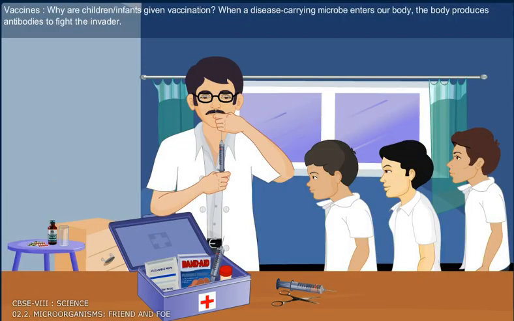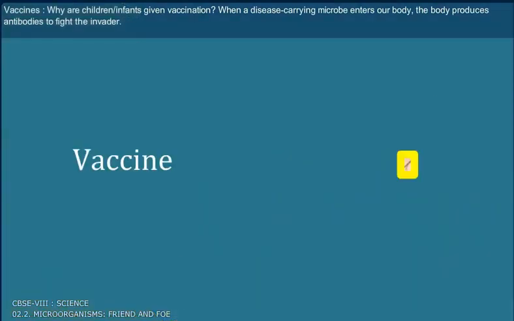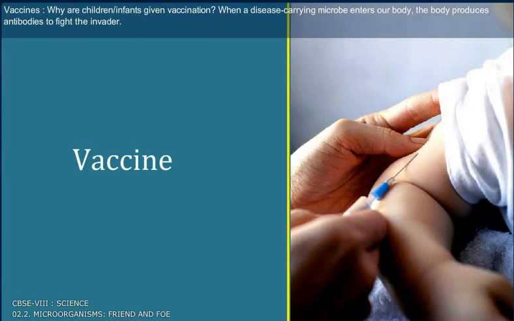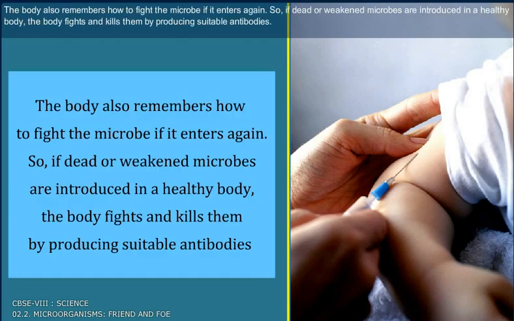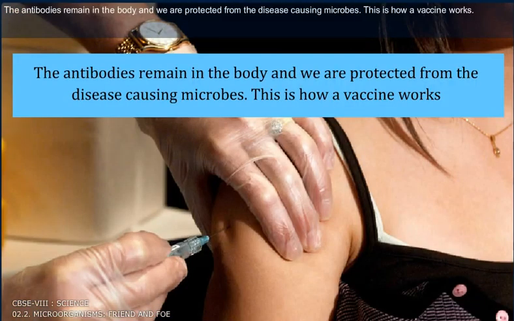Vaccine. Why are children and infants given vaccination? When a disease-carrying microbe enters our body, the body produces antibodies to fight the invader. The body also remembers how to find the microbe if it enters again. So, if dead or weakened microbes are introduced in a healthy body, the body fights and kills them by producing suitable antibodies. The antibodies remain in the body and we are protected from the disease-causing microbes. This is how a vaccine works.